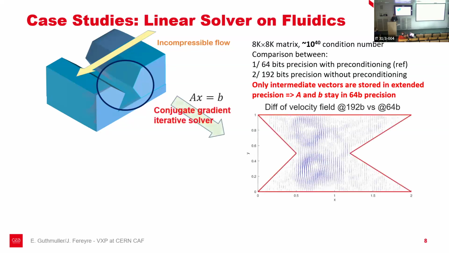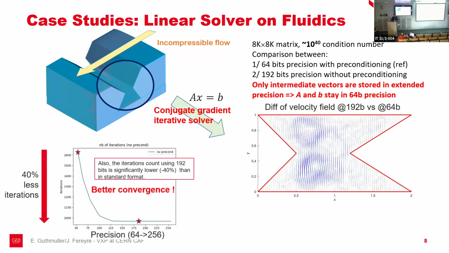So here you see the difference in the velocity field between the two solutions. There are some differences, but actually the difference is lower than 64-bit precision, so it's very small. But the important thing is that we reduce the number of iterations in the conjugate gradient. So we converge much faster. Here, 40% faster.